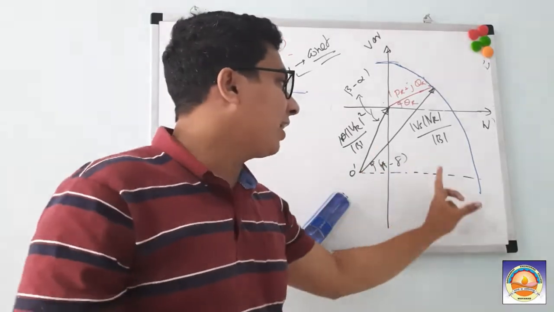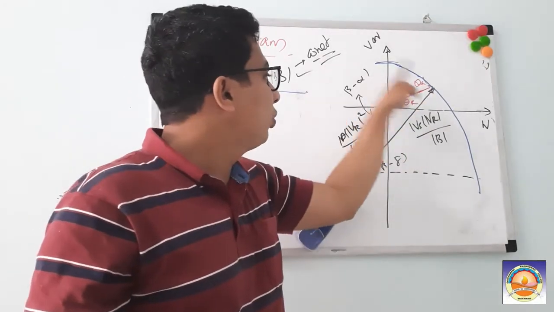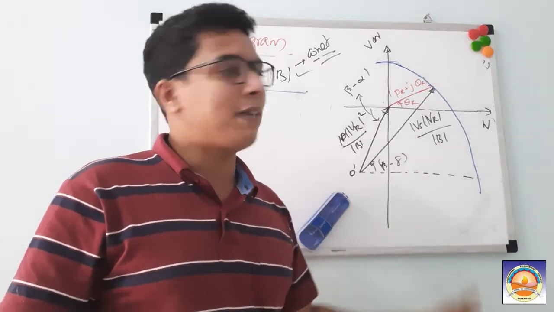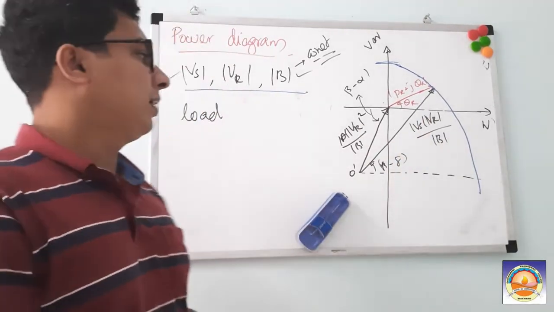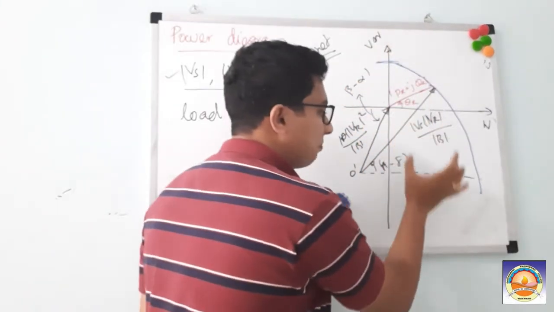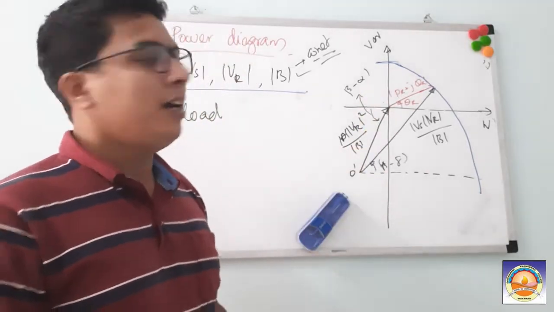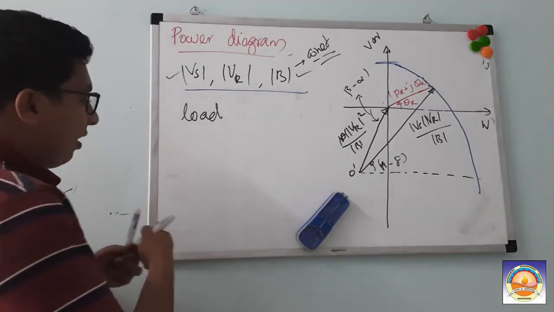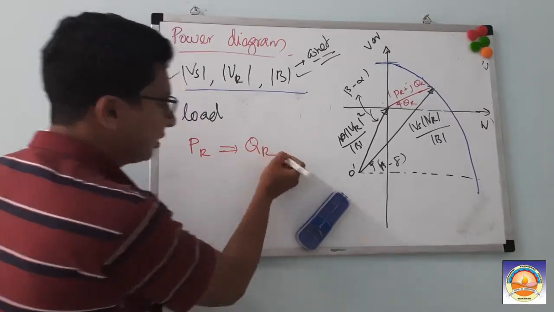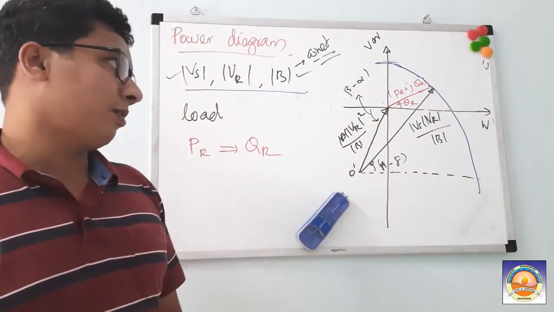So with that understanding, I can say that your PR plus jQR should move on the circle with its radius as what? Vs Vr by B, the magnitude of Vs Vr by B. Understood? That is what you can understand from this figure, and that is the way this power diagram is normally used to understand how much active and reactive power is there. It means this diagram also shows that for a particular value of PR, you should definitely have some QR. For having a particular value of active power, you should have some reactive power also, right?